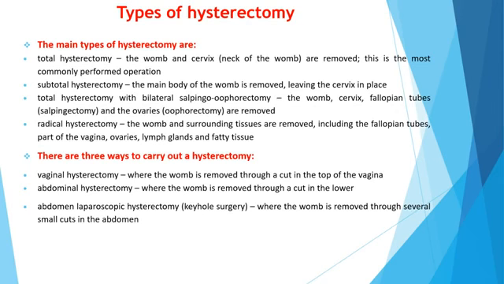Total hysterectomy with bilateral salpingo-oophorectomy, the womb, cervix, fallopian tubes, and the ovaries are removed.